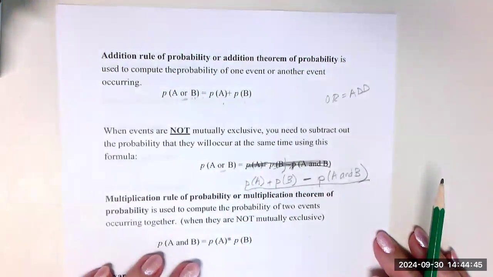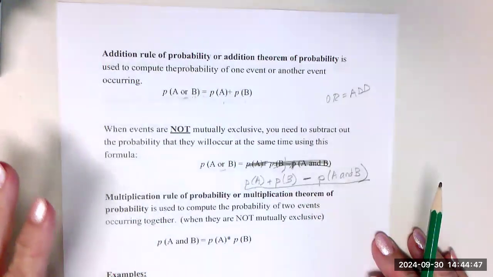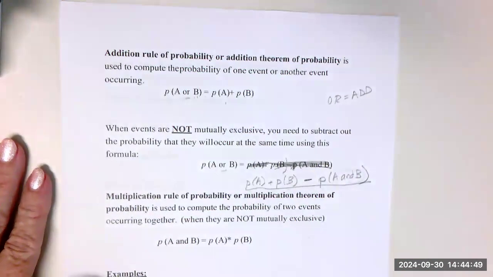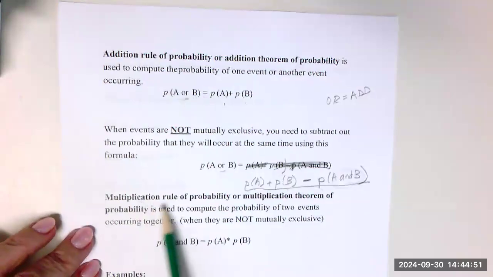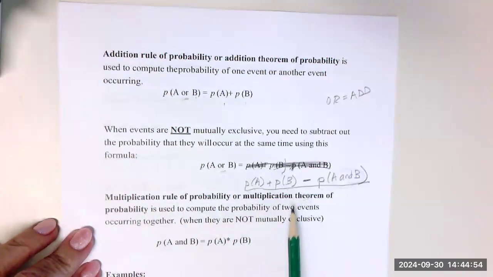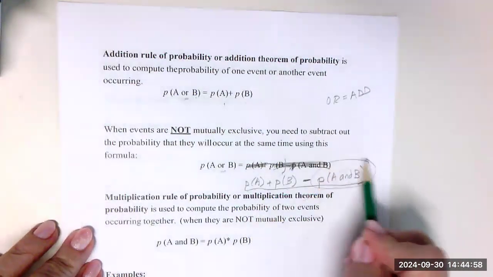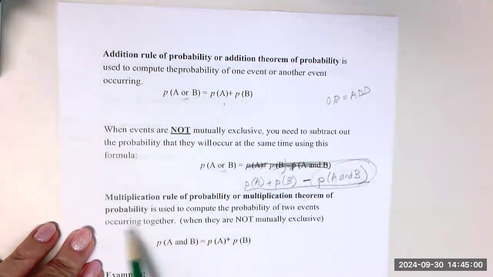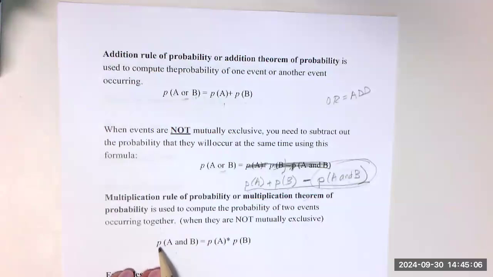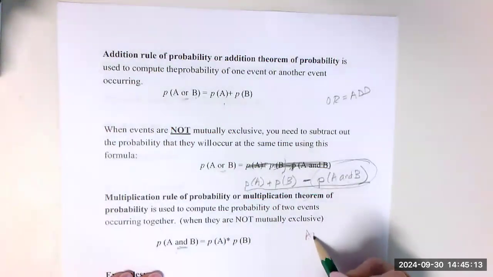It gets a little confusing with the addition rule, but if we do enough examples, I think you'll see that it's pretty easy. The multiplication rule, which is the second rule, is much easier. It just computes this right here, the probability that two things occur at the same time when they're not mutually exclusive. So if you see something asking you for the probability of A and B, that should tell you to multiply.